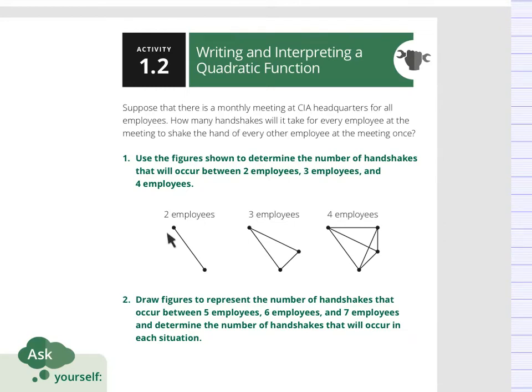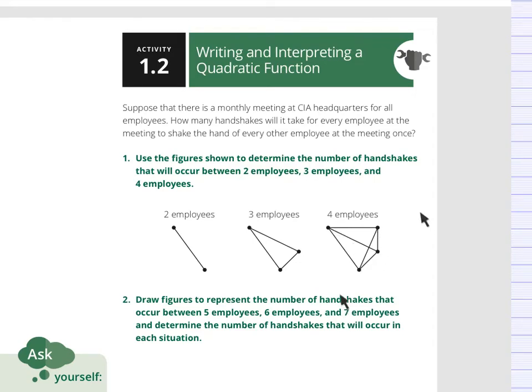Now, if we have 2 employees, that's represented by the dots. So here's employee 1, here's employee 2. There's 1 line, which means 1 handshake. If we have 3 employees represented by the 3 dots, there's 1 handshake, 2 handshakes, and 3 handshakes. 4 employees, again, represented by the 4 dots, 1 handshake, 2 handshakes, 3 handshakes, 4 handshakes, 5 handshakes, and 6 handshakes.